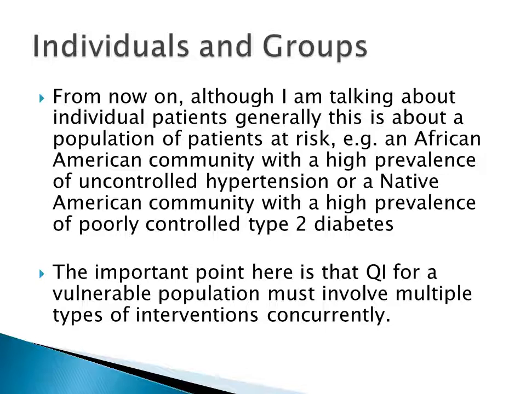So there are any number of groups, but I want you to notice that most of these are associated with a cultural component. And it's important here that the quality improvement for these vulnerable populations include multiple types of interventions concurrently. So you just don't say, okay, this is an African American patient with uncontrolled hypertension, and do one thing for her. You have to think about your community of patients who are African American with uncontrolled hypertension. And so you think about what you're going to do for the individual, but also what you're going to do for the community. The same with any other subset of patients that you're working with.